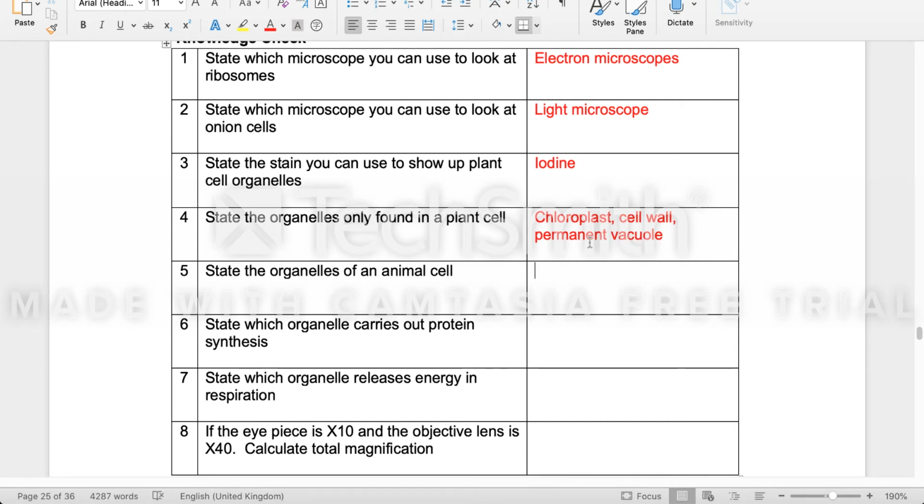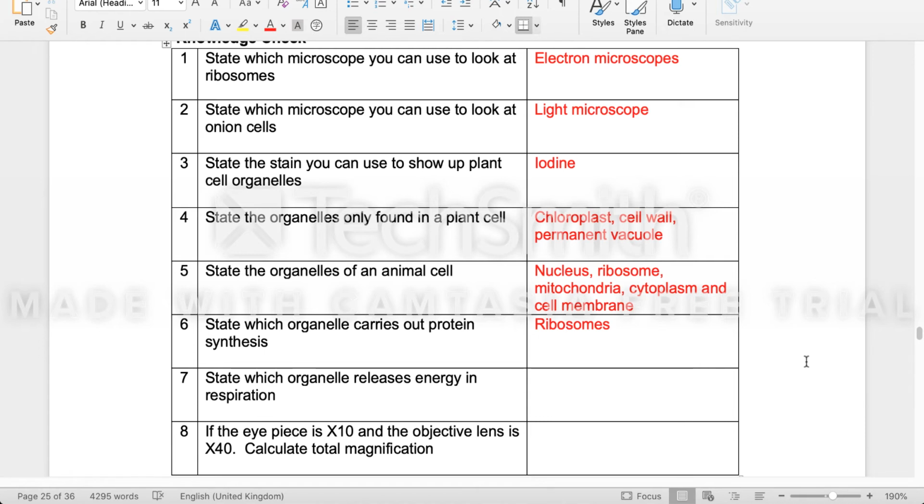And number 5 is going to be the other 5 that you can find only in animal cells, which are the nucleus, ribosome, mitochondria, cytoplasm, and cell membrane. Okay, no particular order at all. Number 6, state which organelle carries out protein synthesis. Make sure that you are revising the cell organelles and their functions, and this one is going to be ribosomes.